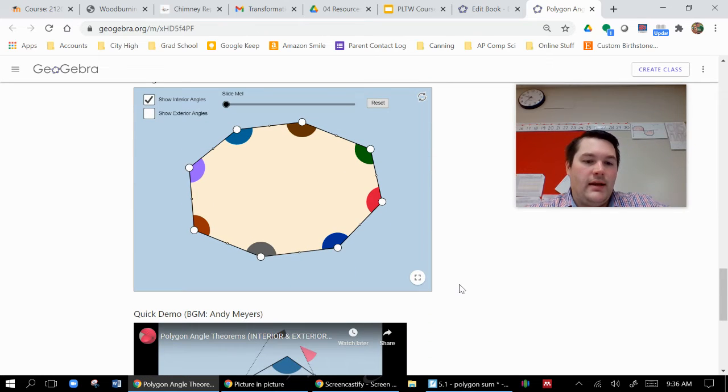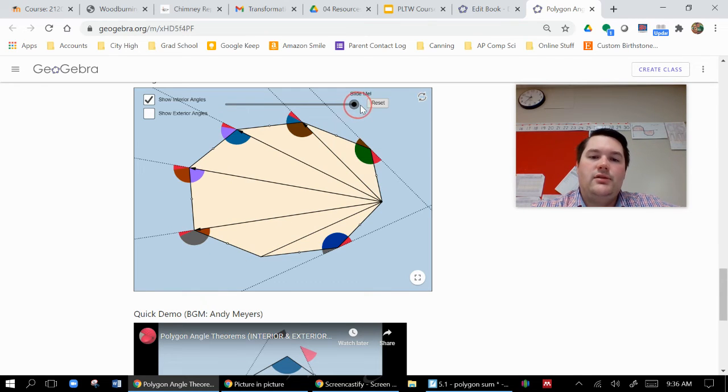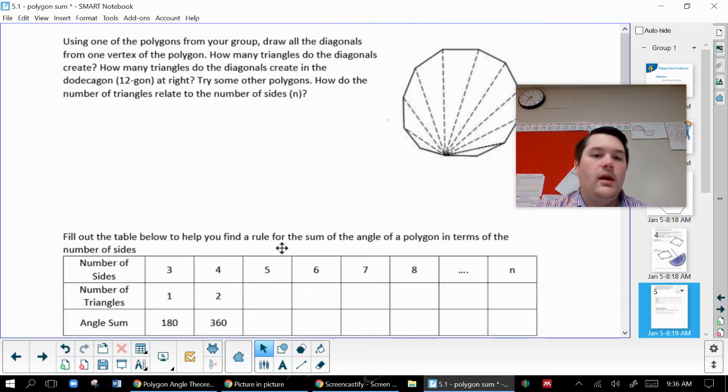And finally here we've got an octagon. Octagon, guess how many triangles here? 2 less, so it's 6. So 6 triangles times 180 degrees each gives us our 1080. So we're back here talking about that.